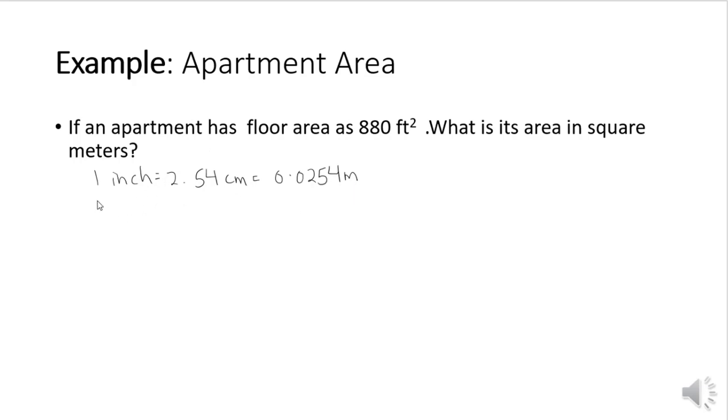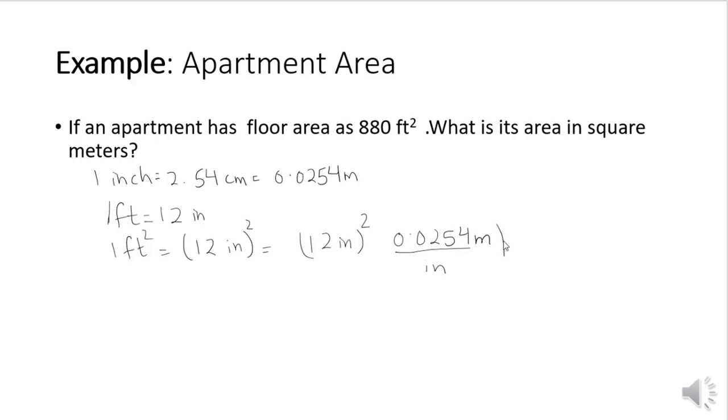I also know how many inches are there in 1 foot. So 1 foot is equal to 12 inches. So here I can do one thing. So 1 feet square will be equal to 12 inches square, or if I would like to change inches into meters, then I can write 0.0254 square, which is equal to 0.0929 meter square. Okay, now I know the relation between feet square and meter square.